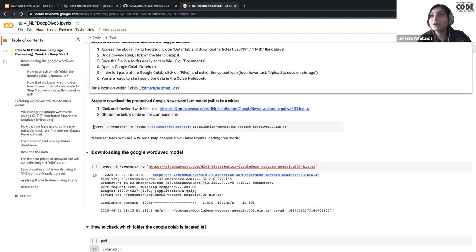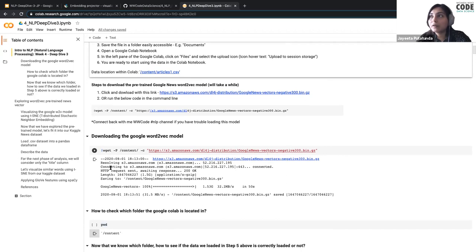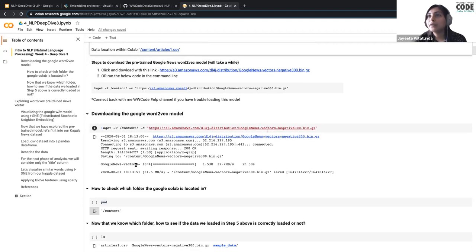You can utilize this command here. I've run it here. It might take a few long seconds, and it will load the section. This file is pretty big. When I loaded it, it's a 1.5 gigabyte zip file. So you can run this command and it's going to put the whole model directly into the content section.